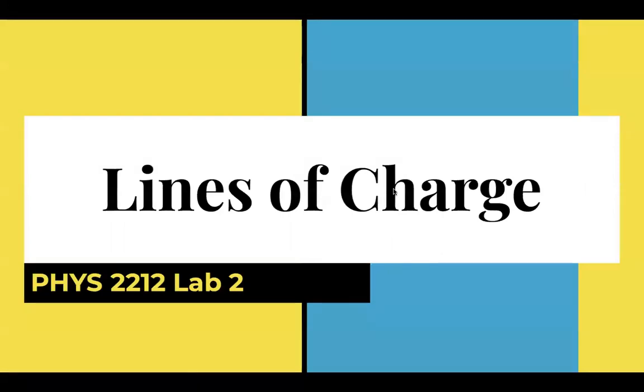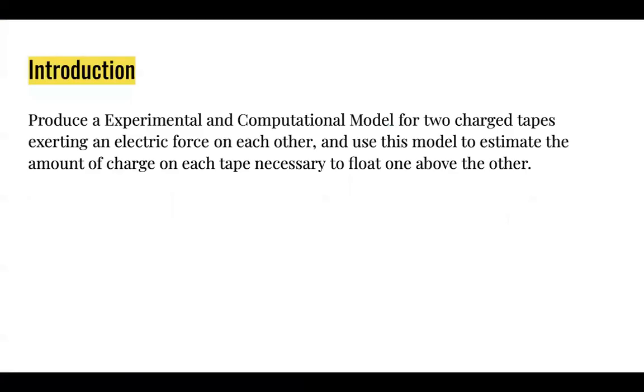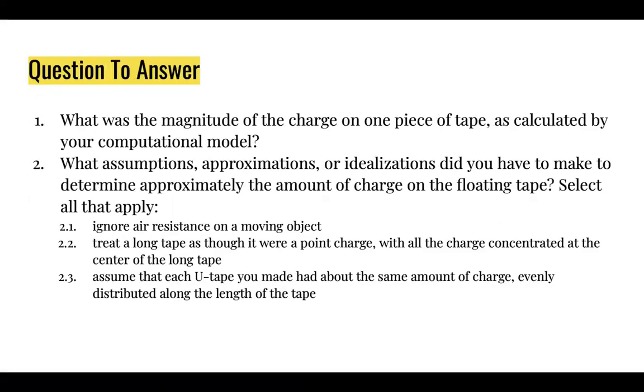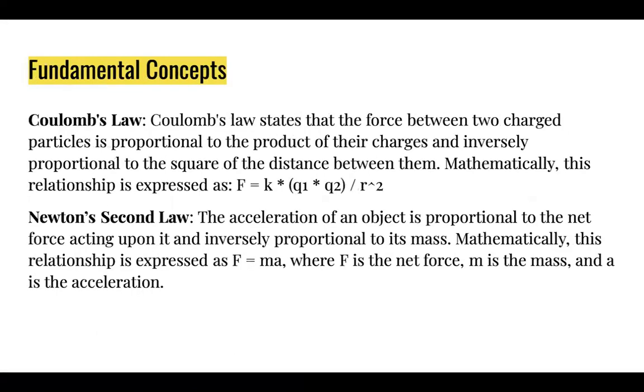Hello everyone. Today we are here for Physics Lab 2, Lines of Charge. The purpose of this experiment is to produce an experimental and computational model for two charged states exerting an electric force on each other, and use this model to estimate the amount of charge on each state necessary to float one or the other. The other questions we are going to answer, including these, are the what if and why questions.